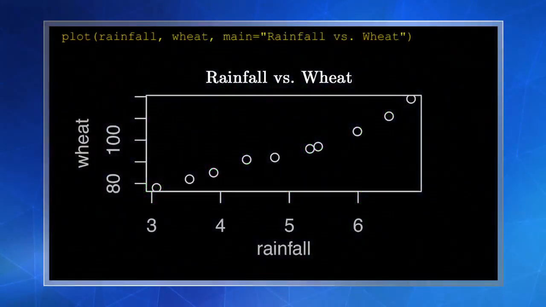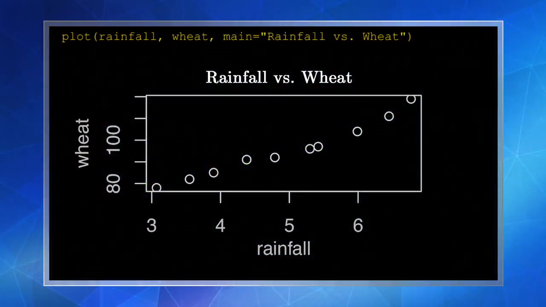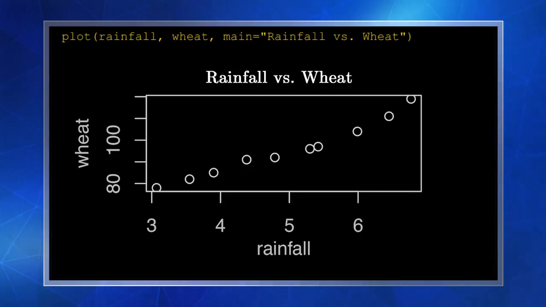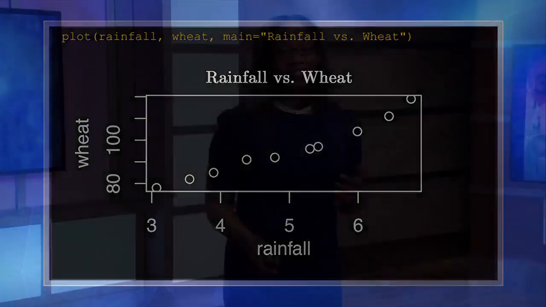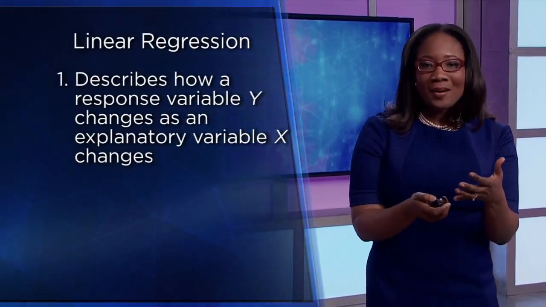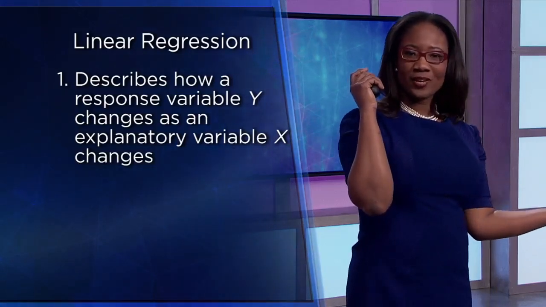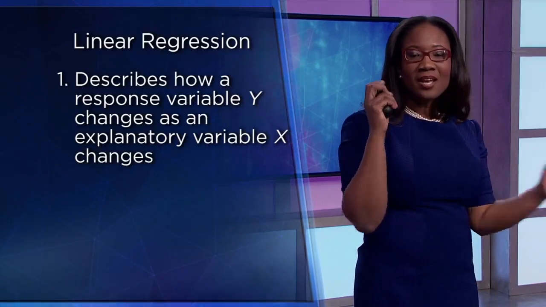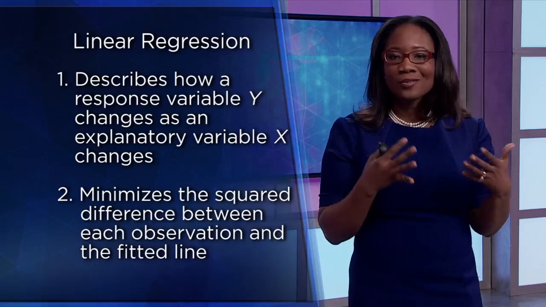Now, let's have a look at our scatter plot. Notice here we see that the data suggests there might be a nice linear relationship between rainfall and wheat yield. We can summarize that relationship by fitting a regression line. So our regression line is a straight line that does a couple things for us. First, it's going to describe how our response variable, say y, changes as our explanatory variable x changes. What it also does is allows us to minimize the square difference. We call these the residuals.